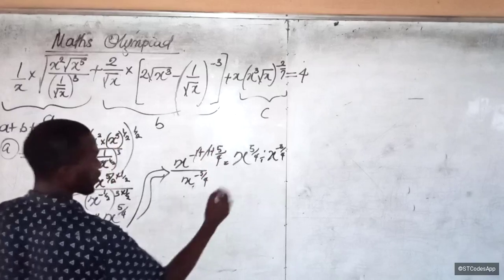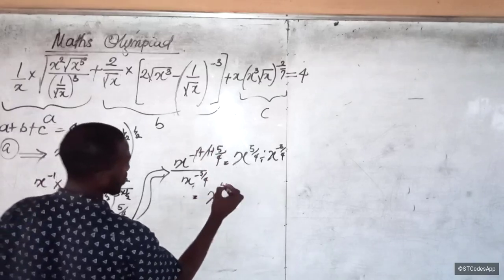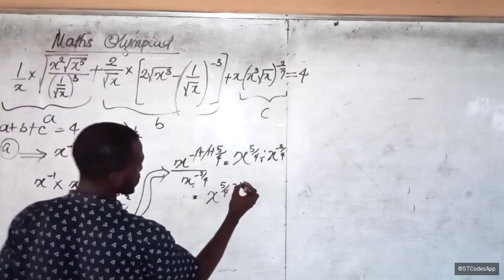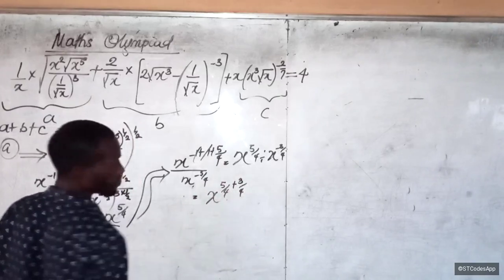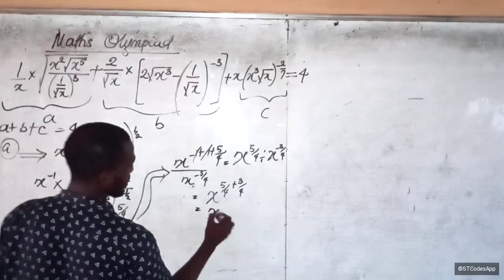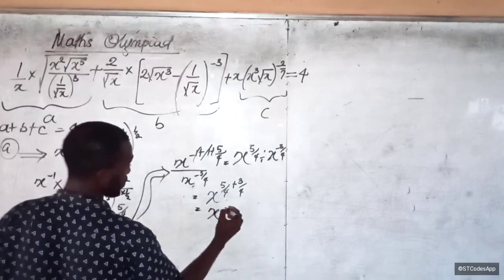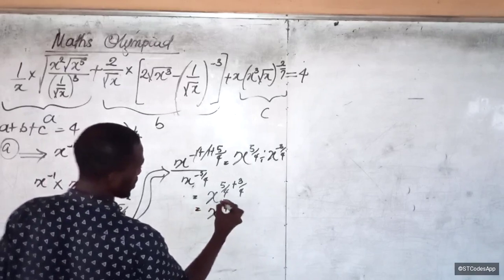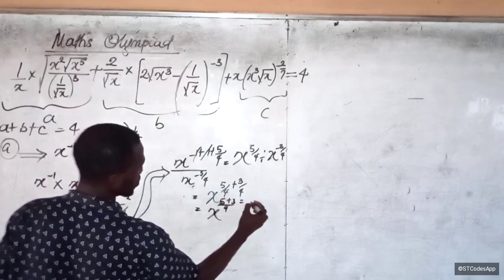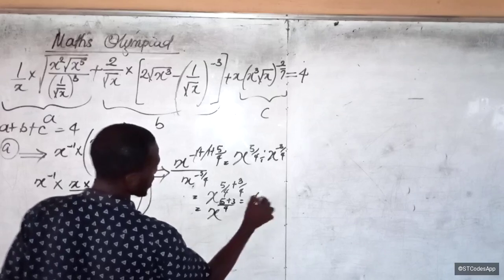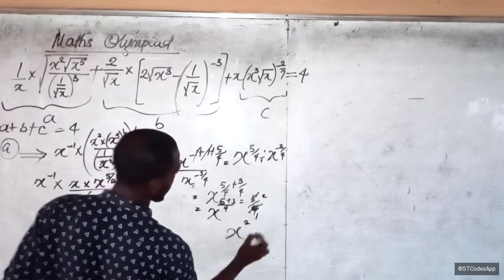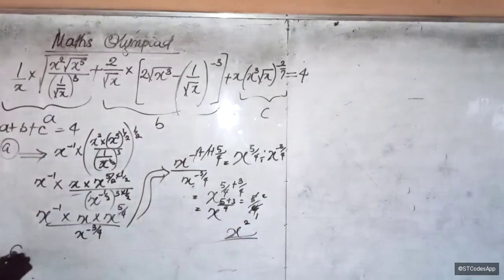So division of base will be what? Subtraction of power. So we have x raised to the power 5 over 4 minus 3 over 4, that will be plus 3 over 4. How does this become? This becomes x raised to the power, LCM of 4 and 4 is 4. This becomes 5 plus 3, which is 8 over 4 rather. Here 1, here 2. So it becomes x raised to the power 2. So our A is equal to x raised to the power 2. So let's hold it here.